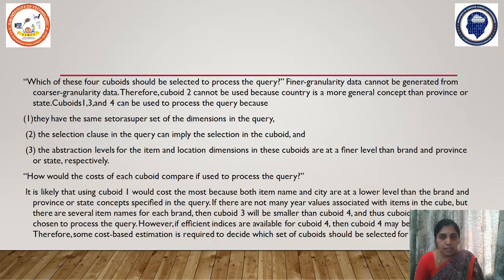Clear? So this is what you need to choose the keywords. Next, we have OLAP server architectures like ROLAP versus MOLAP versus HOLAP. It is relational online analytical processing, multidimensional online analytical processing, hybrid online analytical processing.